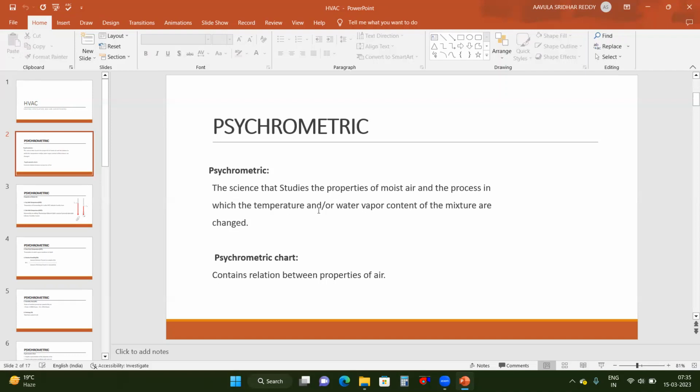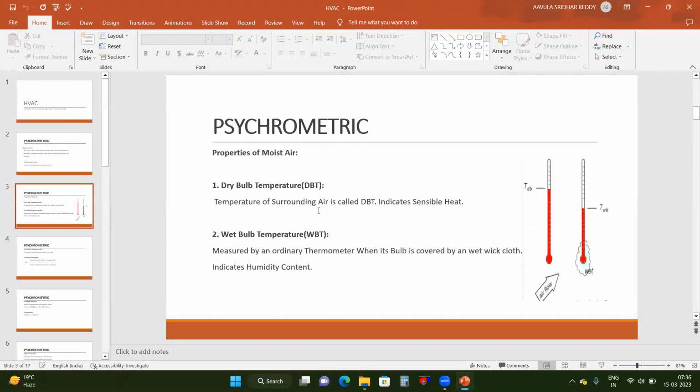So what is a psychrometric chart? It contains relations between properties of moist air. In the psychrometric chart, we can see all the relations related to properties of air, for example dry bulb temperature, wet bulb temperature, relative humidity, humidity ratio. These are all properties of air, and all of that is contained in the psychrometric chart. First we will understand the definitions of the properties of air, and then we'll go to the psychrometric chart.